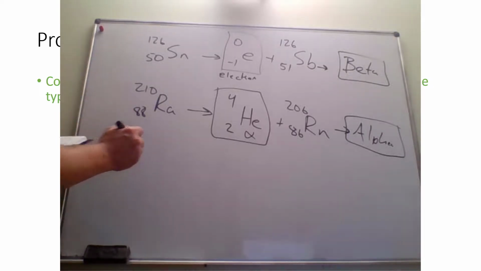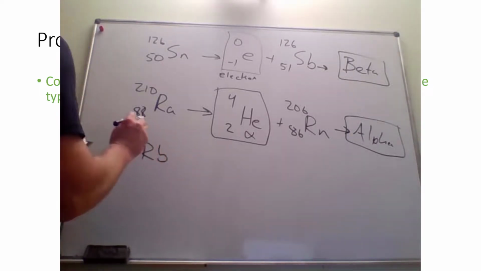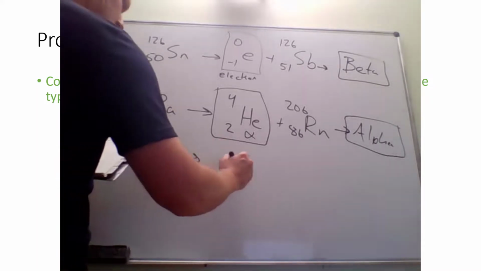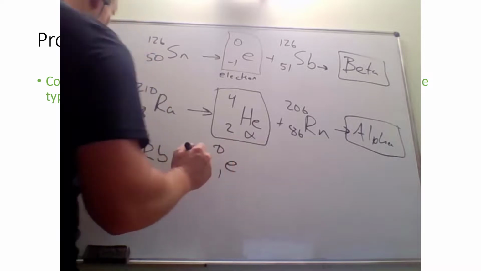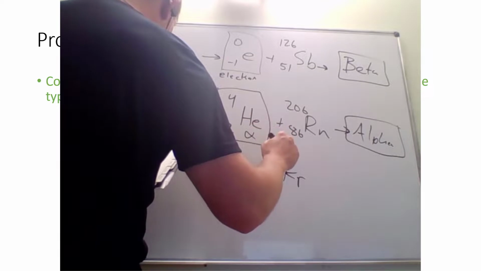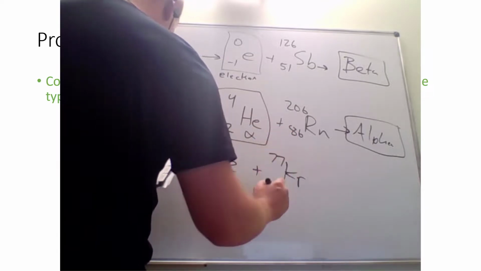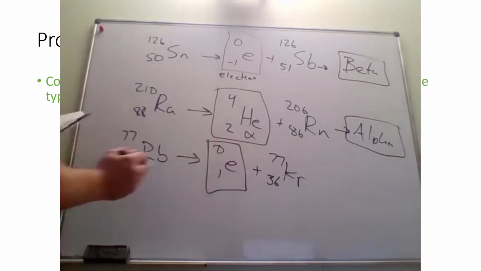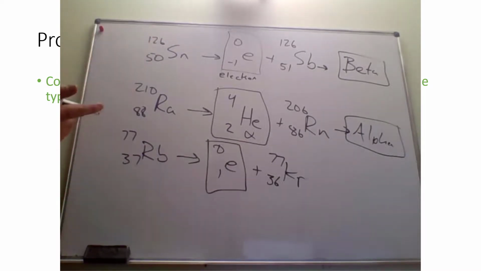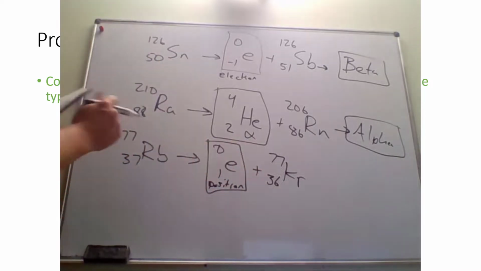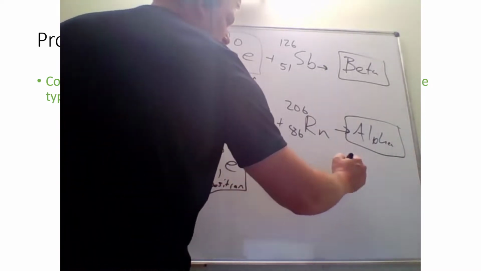Next, we have our decay of rubidium, Rb-77, 37, giving us an e with 0 and 1, plus Kr-77, 36, so krypton. Okay, and so what we see here is this particle, an e with a plus 1, is a positron. And the only type of radiation with a positron is positron emission.